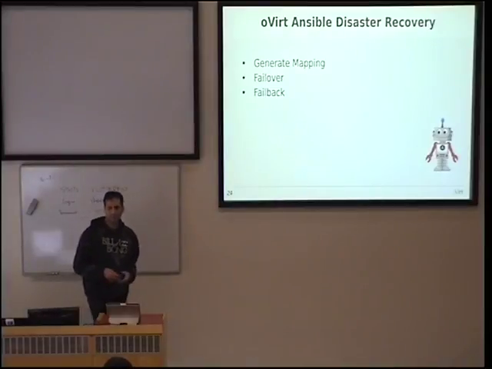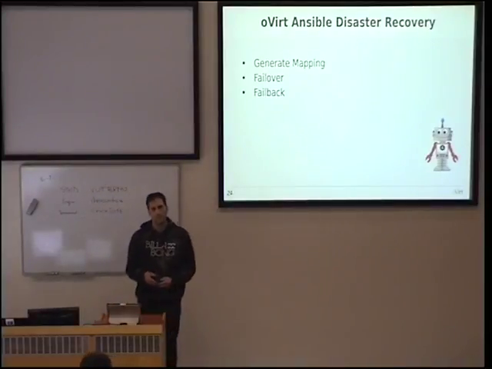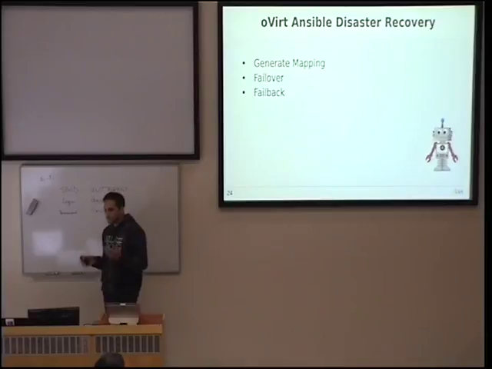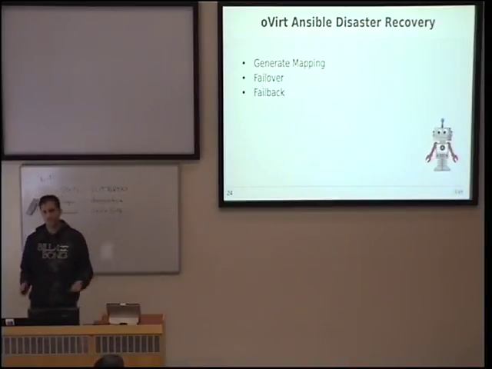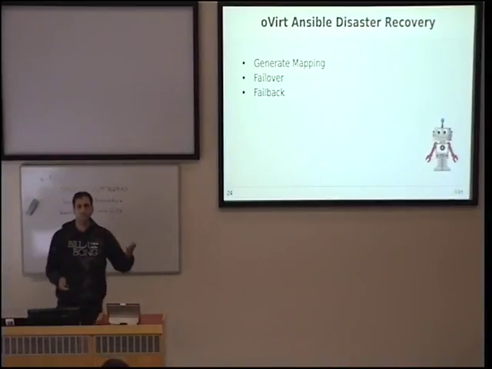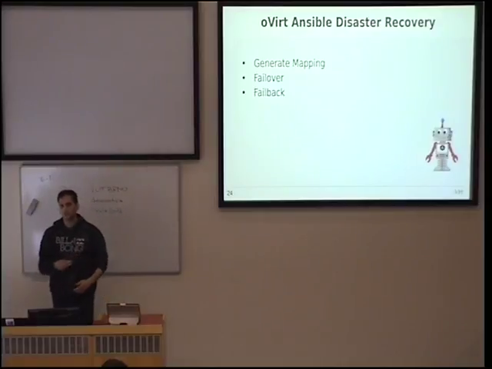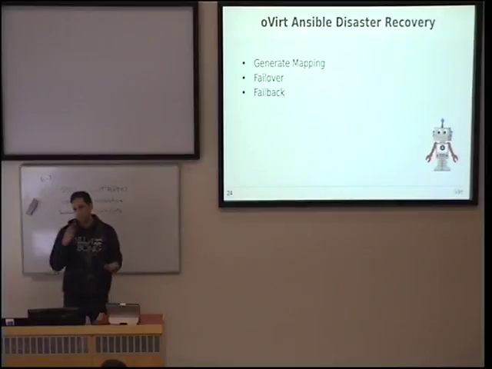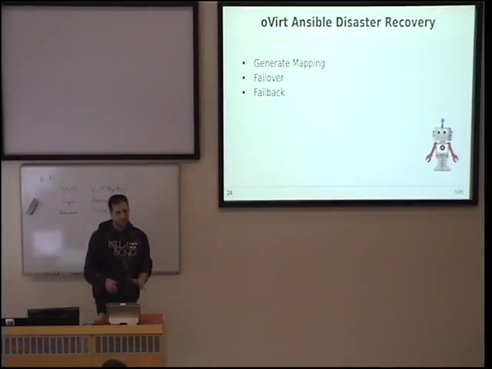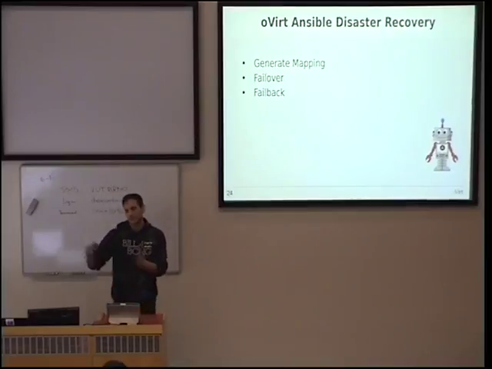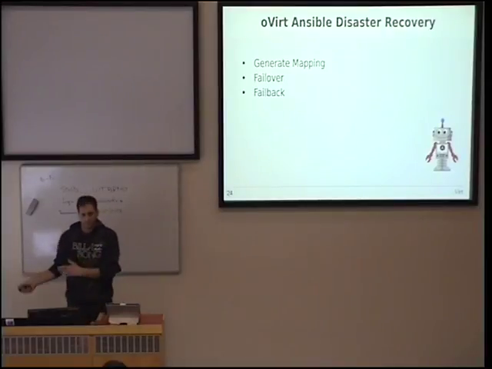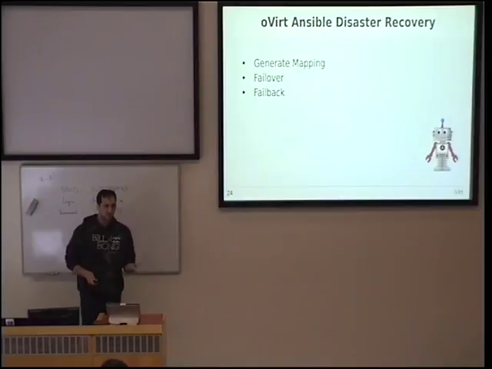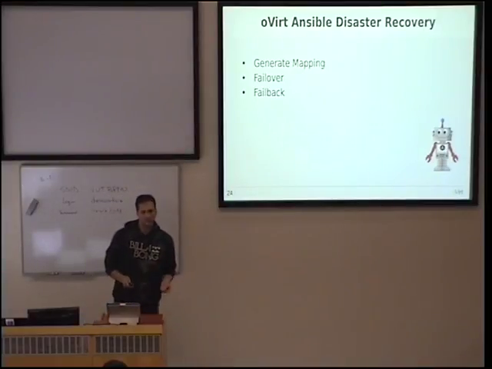So what does oVirt Ansible disaster recovery provide us? First of all, it provides us an automated way to generate the mapping. You already have the primary setup running. You don't need to go over all the entities and map them yourself. You can do it automatically now with oVirt Ansible disaster recovery. All that is left for you is just to fill in the secondary data, the mapping data. Second of all, it supports failover and failback, which I'm going to talk about in a few minutes.